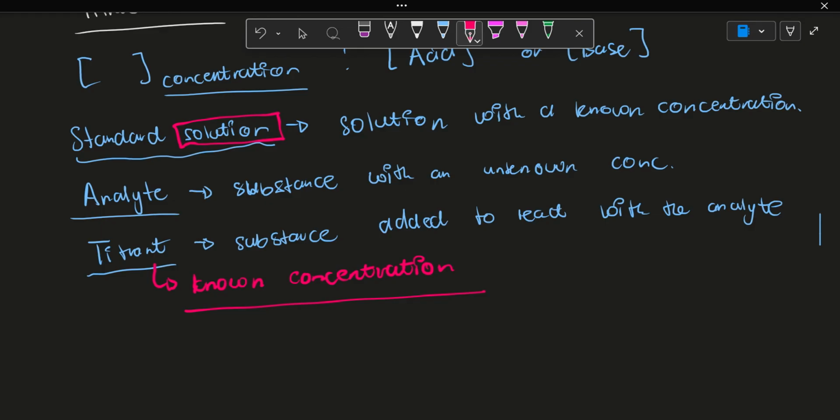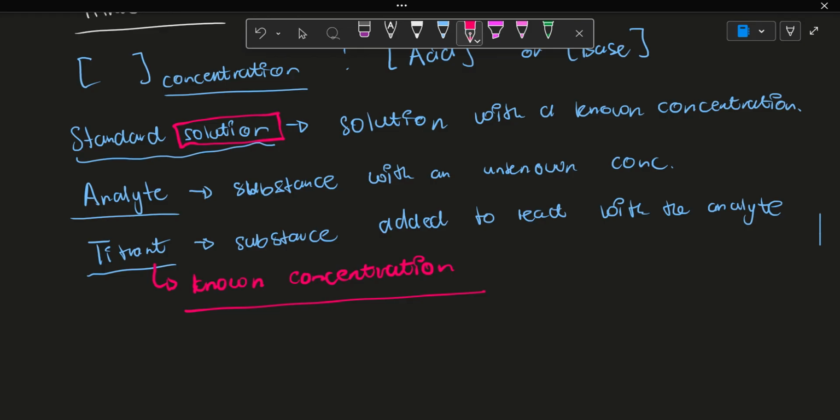And a titrant obviously needs to have a known concentration, because if I don't know the concentration of a titrant as well as the concentration of the analyte and I react the two, there's really nothing that I'm doing. I'm just not going to get anything out of that. Okay, so that is what an analyte is. That is what a titrant is, right?